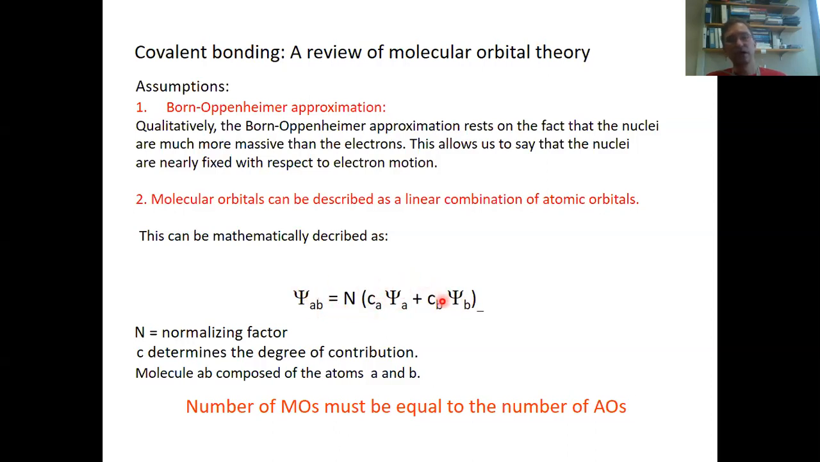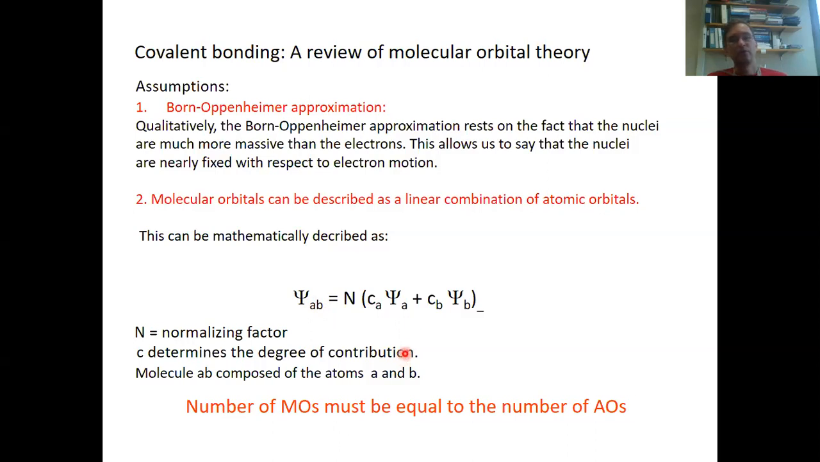So the greater these coefficients cA and cB are, the greater the contribution of the respective atomic orbital to the molecular orbital. This constant, the normalization factor, ensures that the integral of the square of the wave function for the molecular orbital is equal to 1. Only in this case is the probability to find the electron somewhere in the molecular orbital 1. Okay, so this has to be ensured because the electron practically cannot be found outside of the molecular orbital. At any point in time, it has to be found somewhere inside of the molecular orbital.